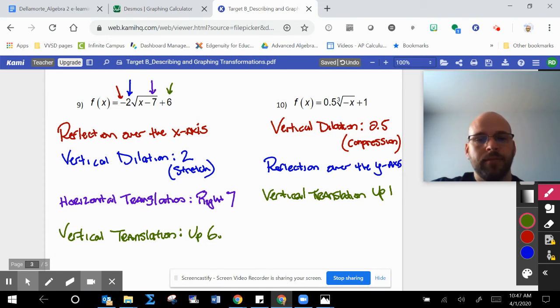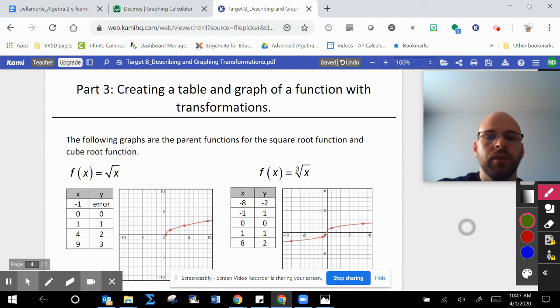Again, number 9 was a square root function. Number 10 was a cube root. The square root and cube root are just 2 different graphs we're going to get into here in a minute. But all the transformations work the same way. Okay? So let's take a look at how we do these graphs.